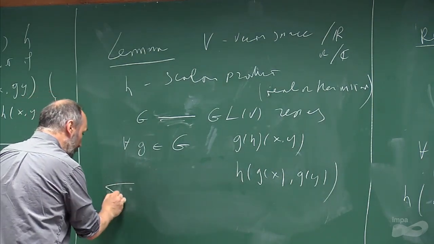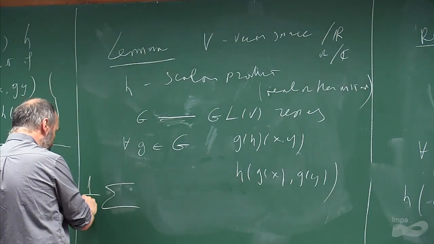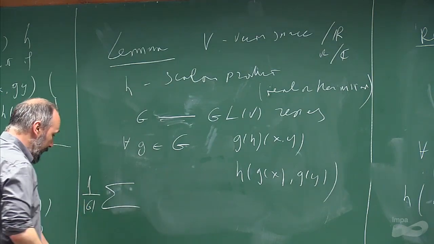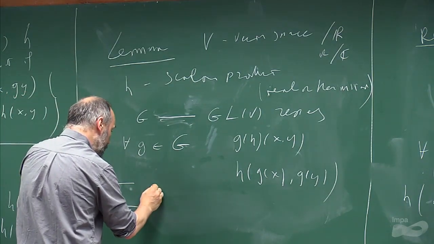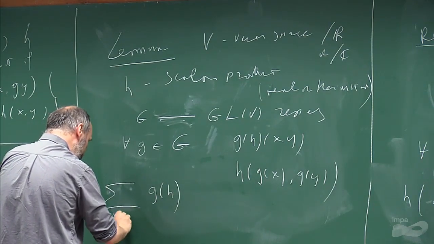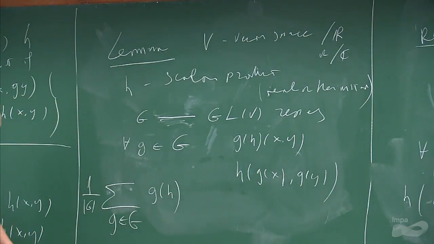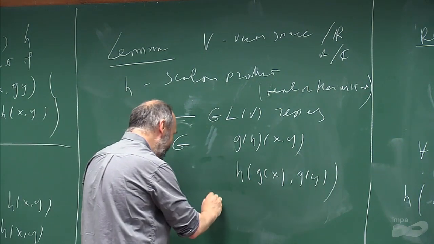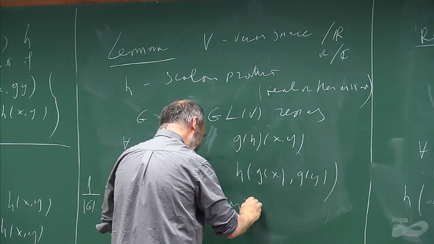And then we have the following sum: 1 over the cardinality of G, sum of g of h, over all g inside the group. This is now invariant. So this is an invariant metric.